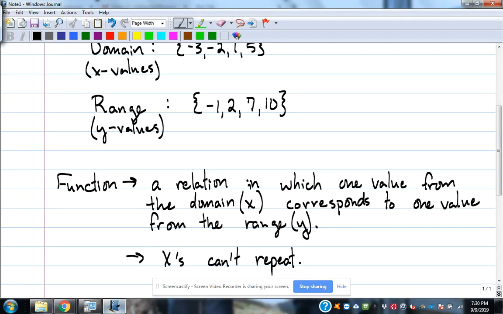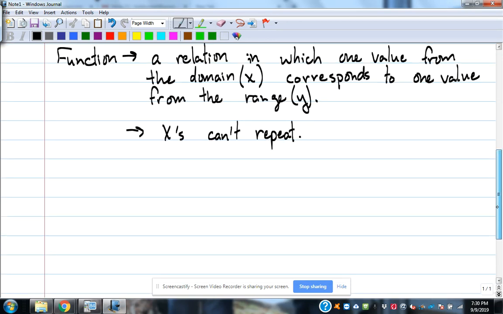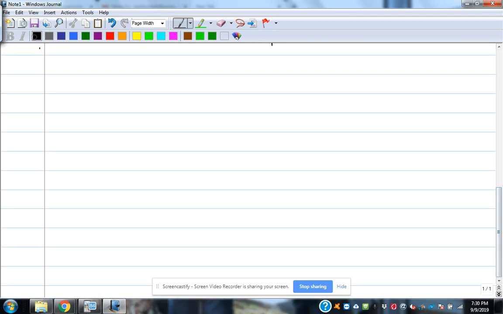A relation is a set of ordered pairs. The domain is the x values, and the range is the y values. A function corresponds one x value with a y value. X's cannot repeat. That's what makes it a function, right? X's cannot repeat. So let's look at a few relations and decide which are functions. Okay, so we're just going to say, is this a function?